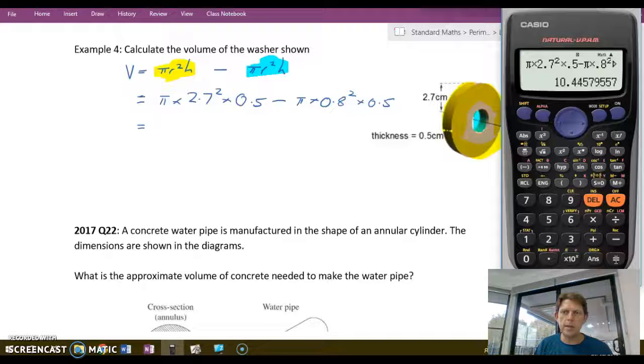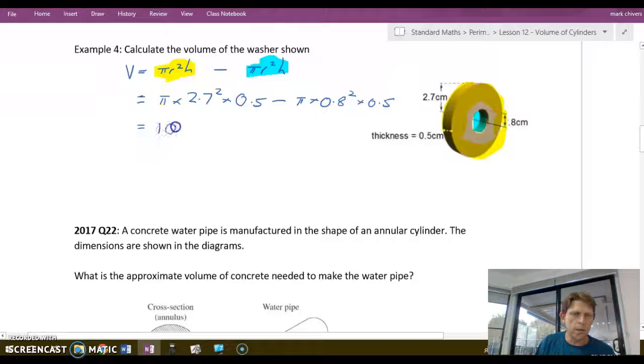And that's 10 point, I'm going to go 45 there, round to 2 decimal places. So 10.45 centimetres cubed. Now, you could work out the volume of one, then work out the volume of the other, and get a result for the first one, get a result for the second one, and then minus one from the other. That'd be fine too. But as long as you're careful when you key it into the calculator, you can do it all in one fell swoop there.